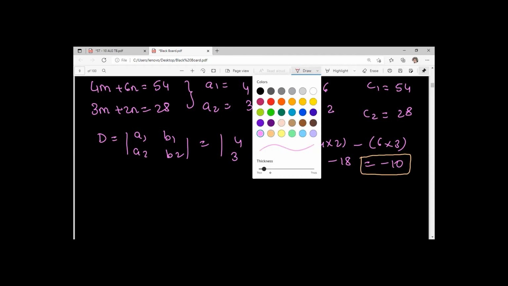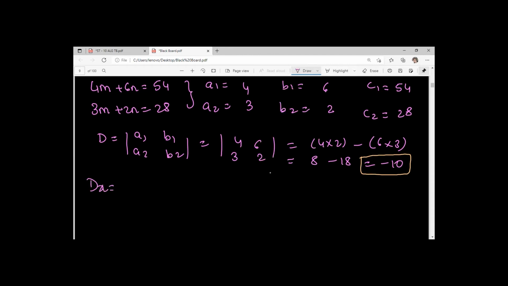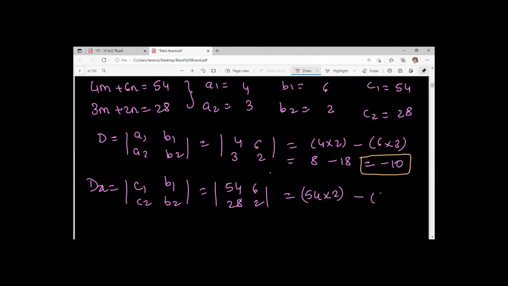Let's continue. Find dx now. Dx will be c1, c2, b1, b2. What is c1, c2? C1, c2 is 54 and 28. And what is b1, b2? It is 6 and 2. Yeah, the calculation might be bigger, but you should be very good in your calculation. You should be thorough with the concepts of multiplication as well. Minus here it will be 16 to 28.